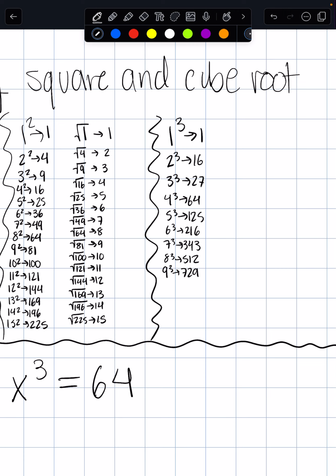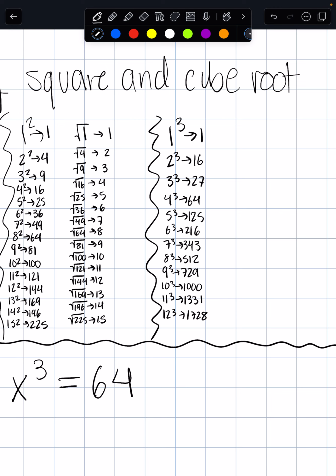10 cubed is 1,000. 11 cubed is 1,331. And 12 cubed is 1,728. I'm not going to go as high on our cubed chart just because you can see that they grow much faster than our squares, so we most likely won't need something past 12 cubed. If you'd like to keep going, you can.